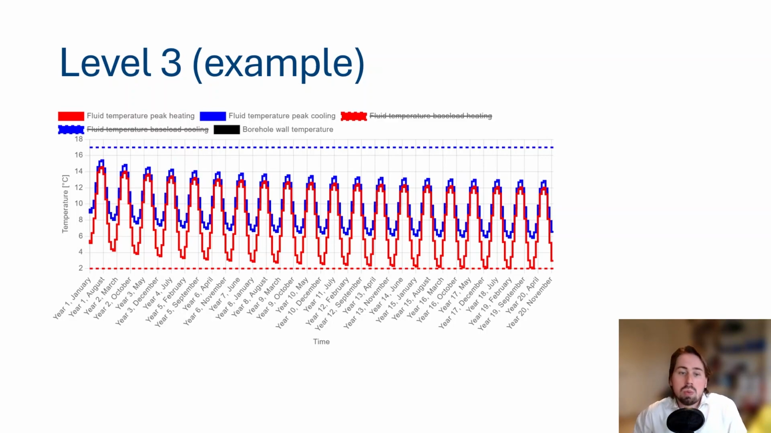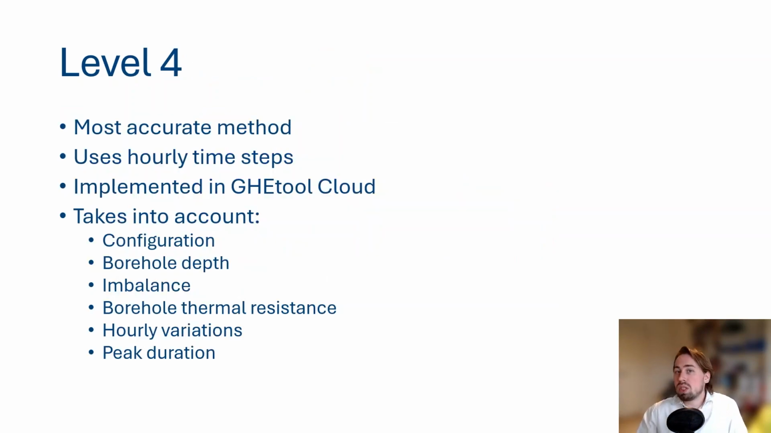Now we are able to go a little bit further and even more accurate with the level 4 method, which is the most accurate method. It uses an hourly time step. This is also implemented in the cloud version. And the main advantage is, since we're now using hourly data, we can not only take into account the monthly variation, but also the hourly variation.